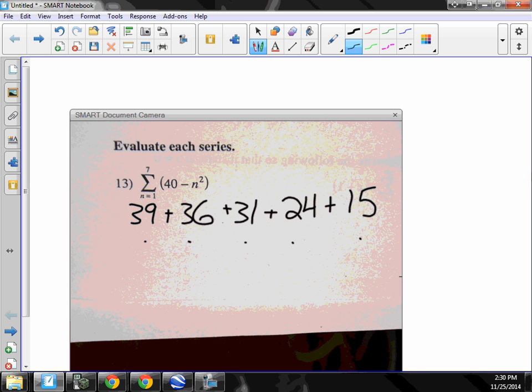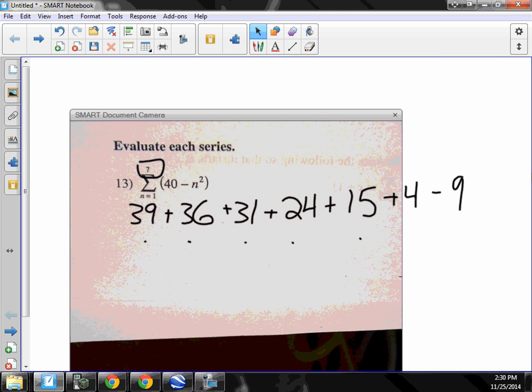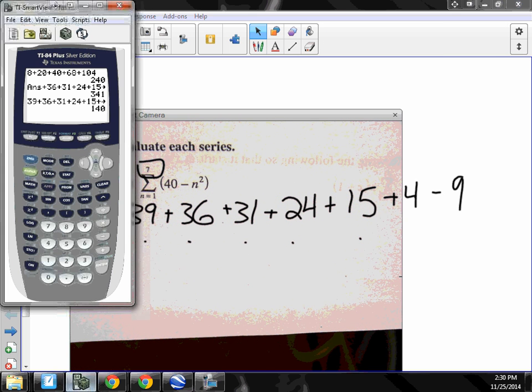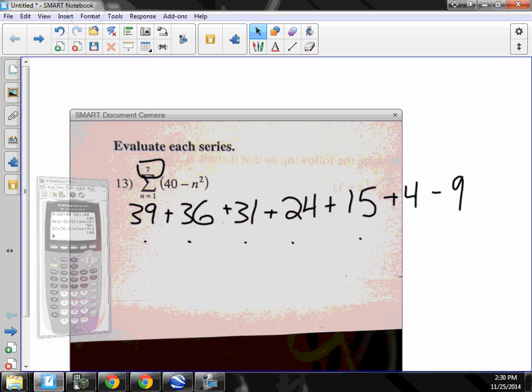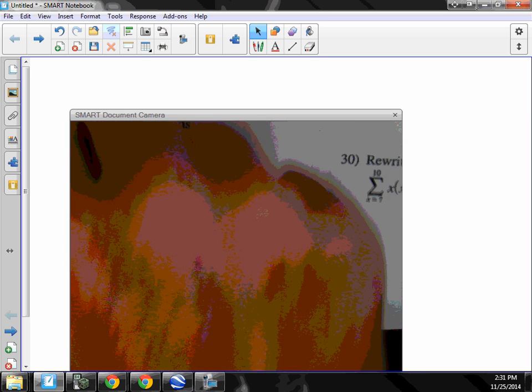40 minus 36 is 4. We got to go all the way to 7. So negative 9. 40 minus 49 is negative 9. So now, in your calculator, you add all those up, and I get 140. Okay? Not too bad. Okay, turn the page.